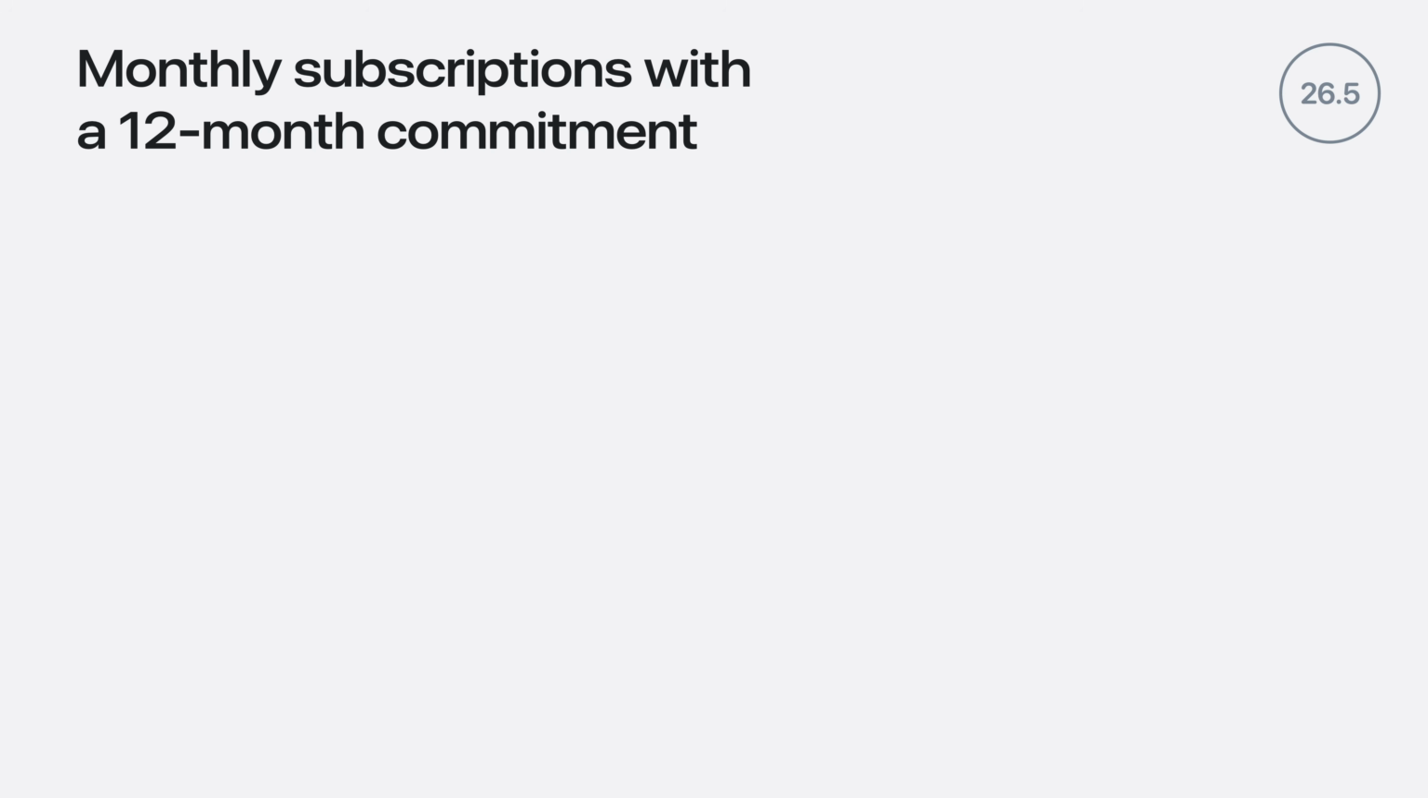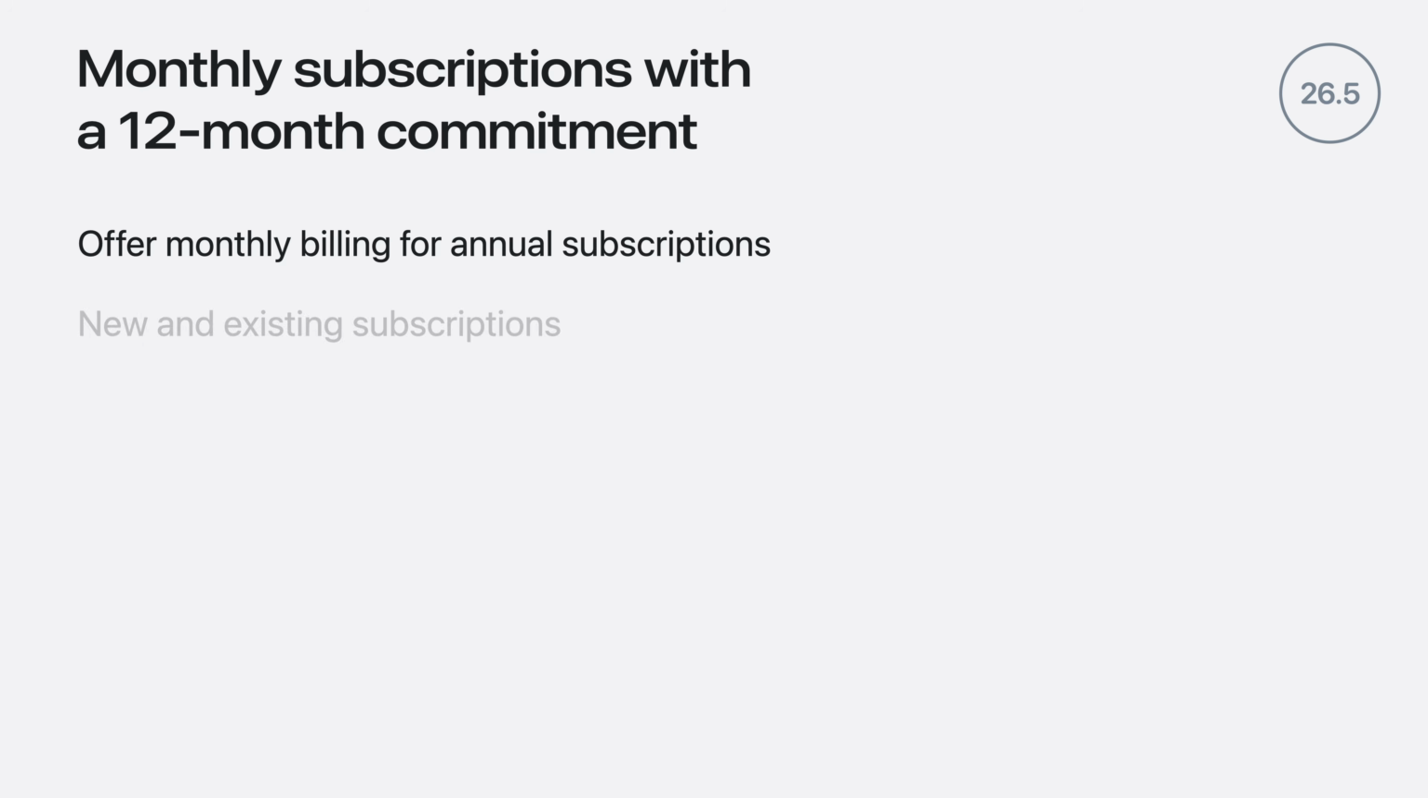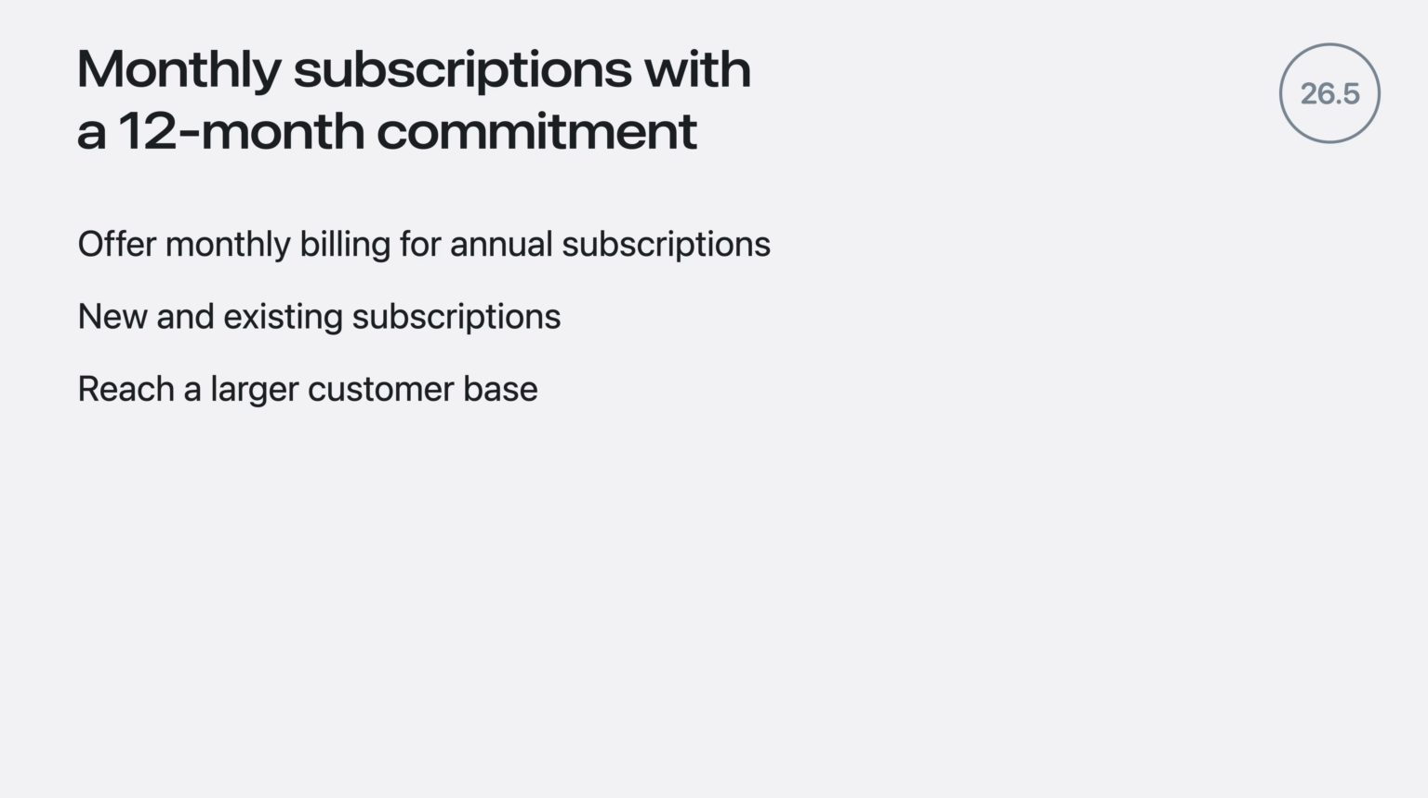iOS 26.5 introduced monthly subscriptions with a 12-month commitment. With this new pricing capability, you can offer customers an option to pay monthly for annual subscriptions. Billing plans can be added to both new and existing one-year auto-renewable subscriptions for your app in App Store Connect. By providing customers with the option to pay upfront or monthly, you can reach a larger customer base and allow the customer to choose which billing plan best suits their needs.